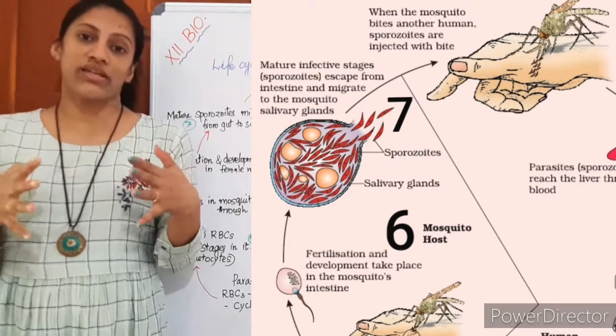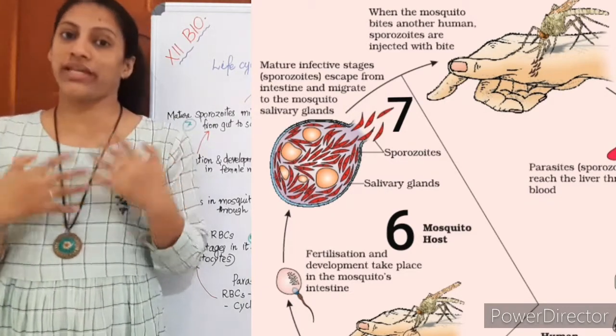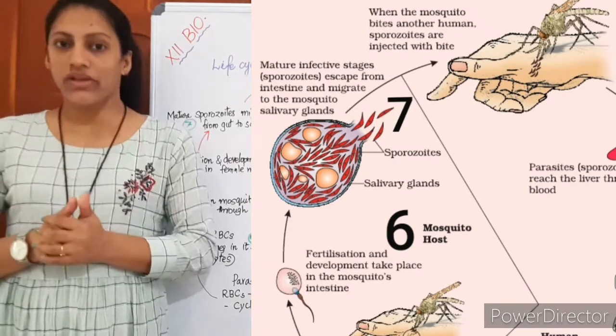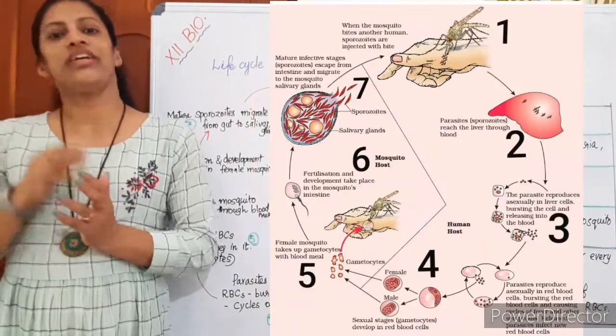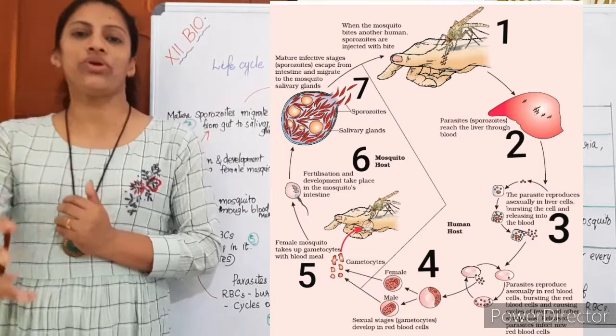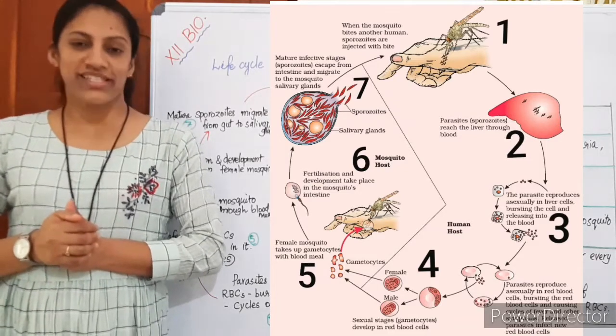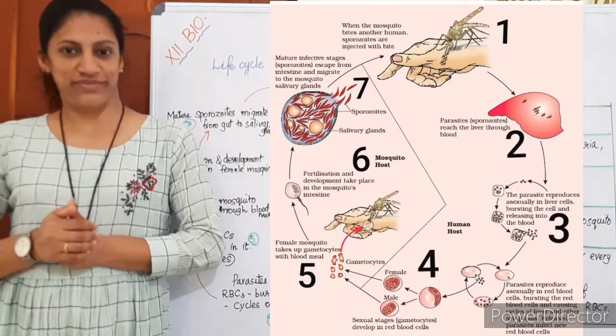When such an insect with the sporozoites accumulated and stored in the salivary gland bites a human, this is loaded or delivered to the human body. This is the life cycle of the malarial parasite.